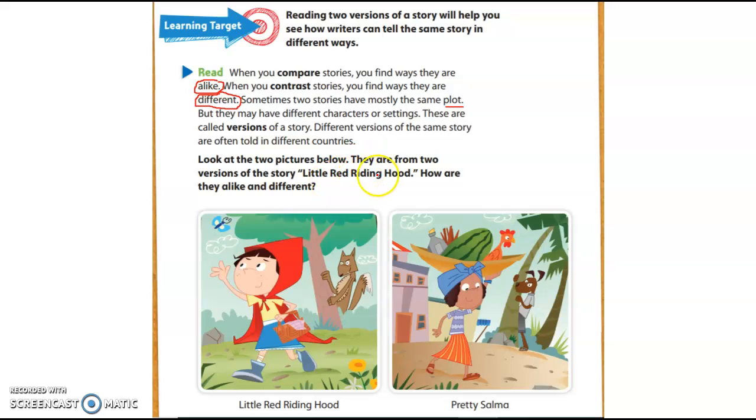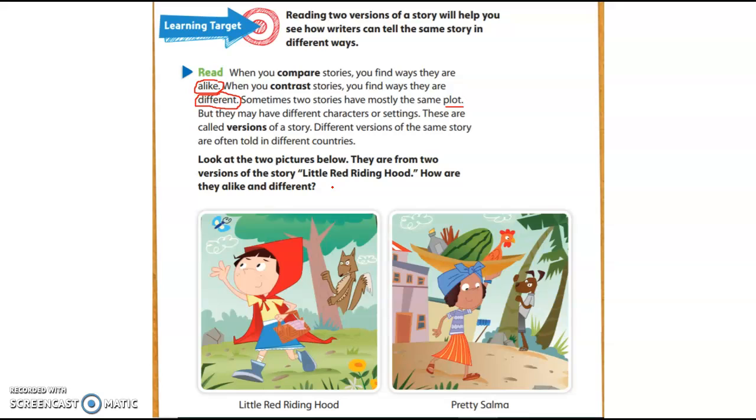Look at the two pictures below. They're from two versions of the story Little Red Riding Hood. How are they alike and how are they different? So today's goal is to look at these two pictures and compare and contrast them. You're going to be doing that in your assignment today.